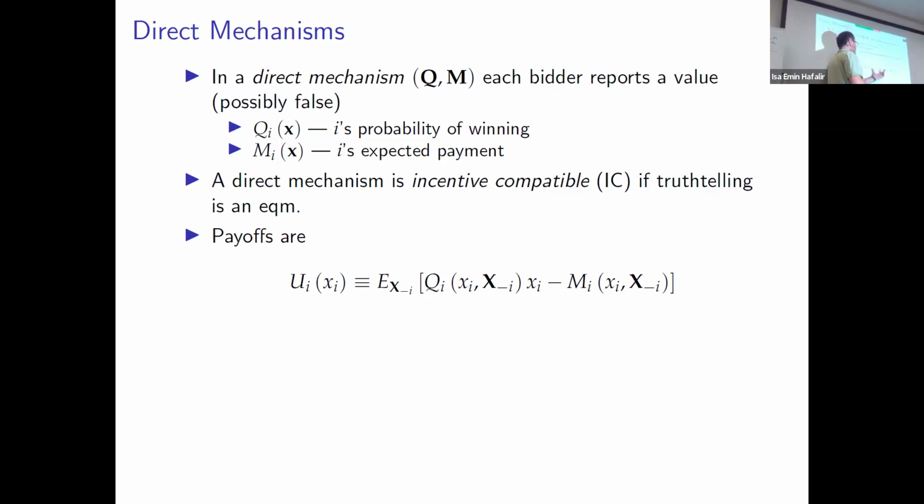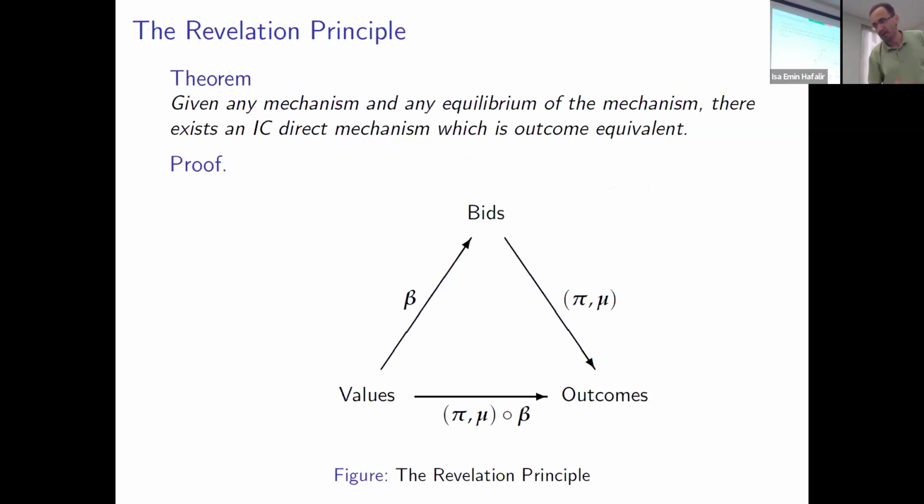So it's very similar. The probability of winning will be only a function of my announced type. So this is the equilibrium payoff, right? In equilibrium, this is the probability of winning times my value, and this is the interim payment, the ex post payment, and I average this out over all possible value distributions of my opponents. All right. So let's talk about the revelation principle.